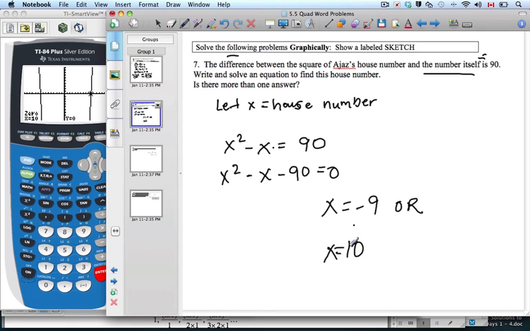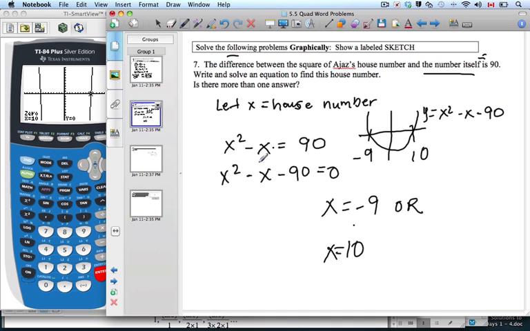Now we should make sure we show a labeled sketch because that's what the instructions are saying, and that's always good for our calculator solutions to show what we're doing. So we know it's a quadratic. We don't see the bottom part on the calculator graph, but that's what's going on. There's -9, and here is 10. And we should put the equation y equals x squared minus x minus 90, so that you can communicate clearly that you know what you're doing.